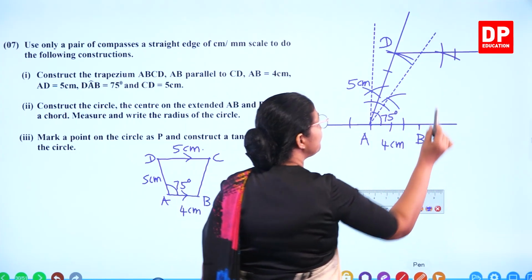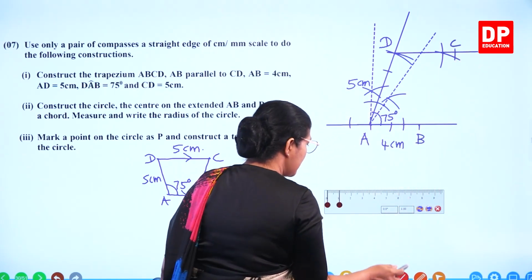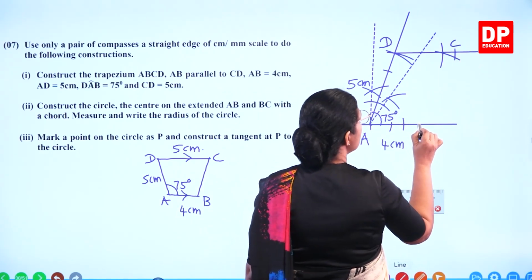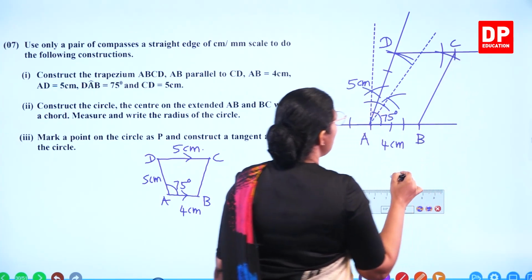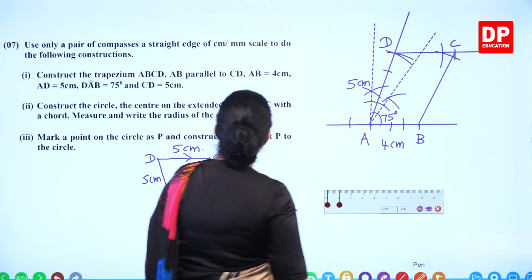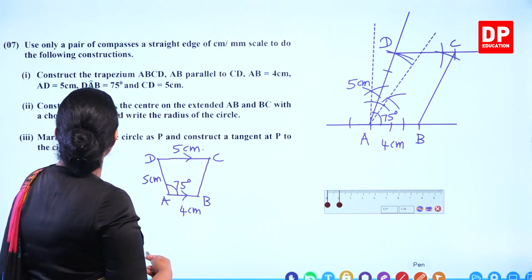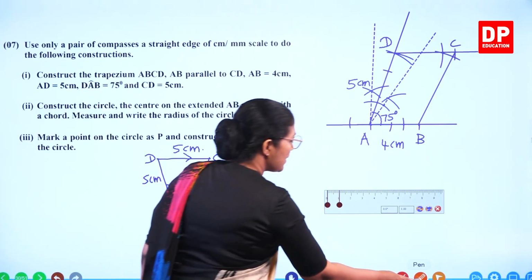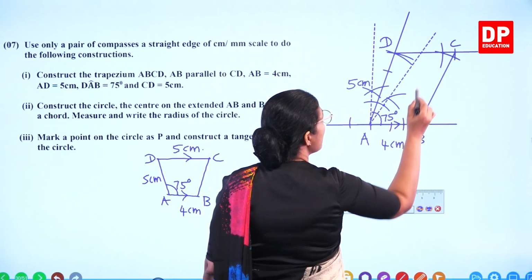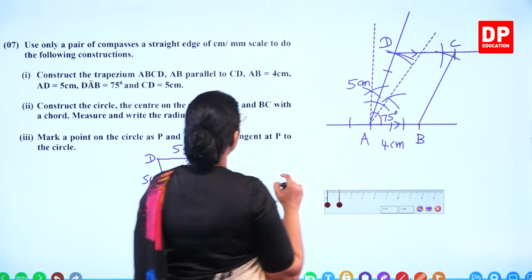So that's C. Now you can connect B and C. So we drew the ABCD trapezium. These two lines are parallel. This line and this line are parallel.